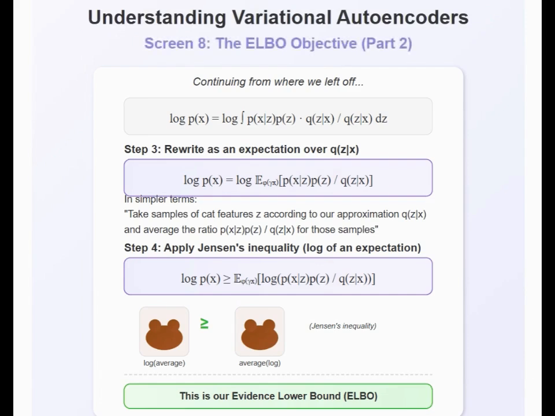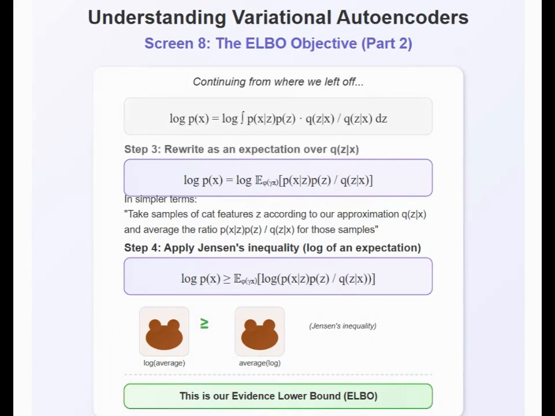Continuing our derivation of the ELBO, let's pick up where we left off. We had rewritten log P(x) as the log of the integral of P(x|z) times P(z) times q(z|x) divided by q(z|x) with respect to z. In step 3, we recognize that this can be rewritten as the expectation with respect to our approximation q(z|x). Log P(x) equals the log of the expectation with respect to q(z|x) of P(x|z) times P(z) divided by q(z|x).